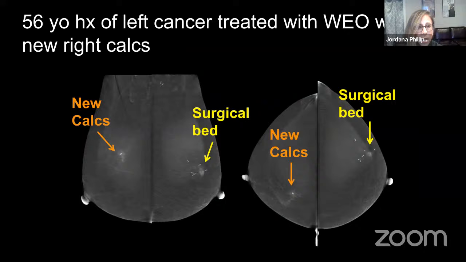These are the recombined images that show that there's abnormal enhancement associated with the new calcifications. Not surprising, because these were concerning. They look like cancer. But what you'll also notice is that there's a mass enhancement in the surgical bed. And we saw this and we thought for sure this is going to be a recurrence. This patient didn't have radiation therapy. It was only wide excision. And so we thought this was going to be a recurrence.